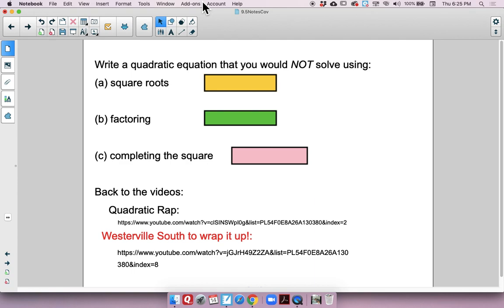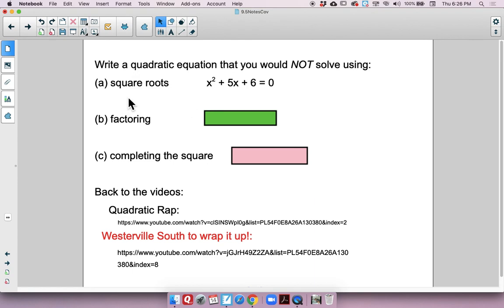Here's an example of one that I put in. Why would I not want to use square roots for this? Well, a couple reasons. One, it's easily factorable, x plus 3, x plus 2. So that would probably be faster. And even if I wanted to factor this, it wouldn't factor to a perfect square trinomial where I could then take the square root of both sides.